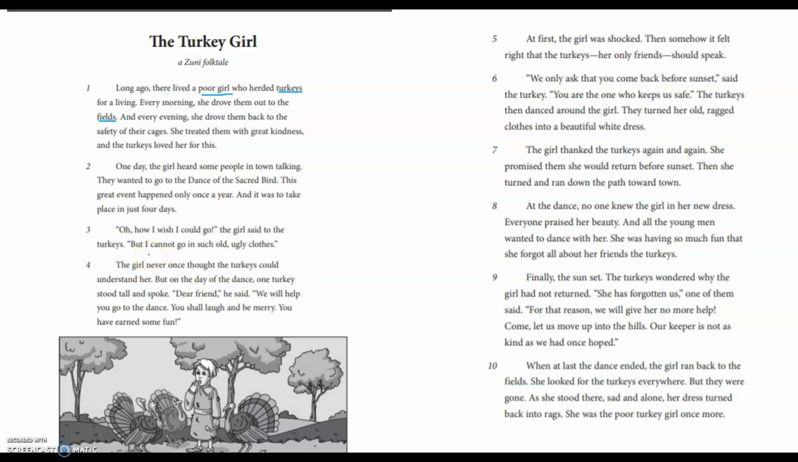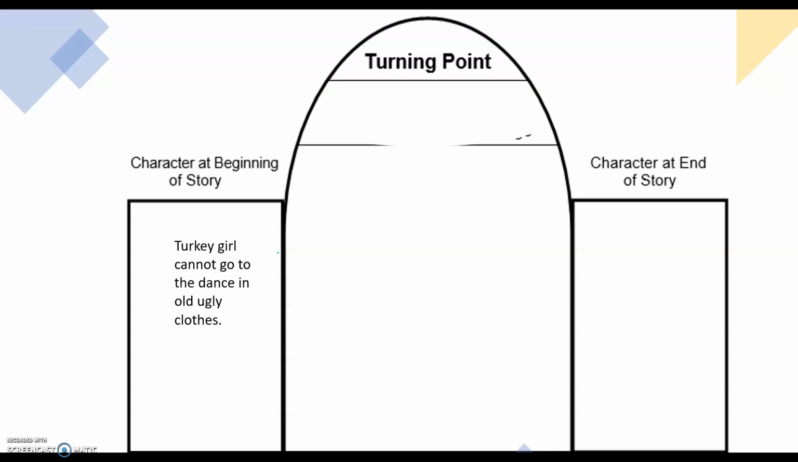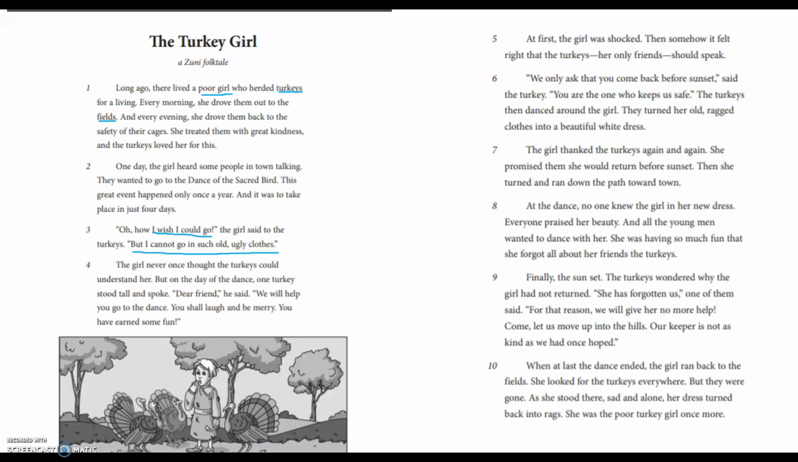Look back at paragraphs 2 and 3. What's the problem that the girl is facing? The girl wishes she could go to the dance, but she knows she can't go in her old, ugly clothes. So at the beginning of the story, Turkey Girl cannot go to the dance in her old, ugly clothes. Let's keep reading and see how the characters respond.